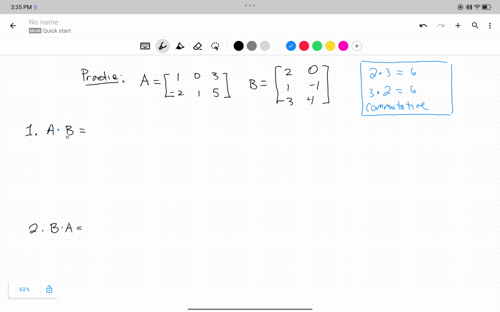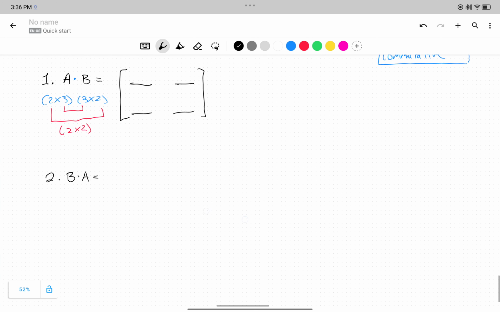Well, let's see. Looking at matrix A, 2 rows, 3 columns, 2 by 3. And B is 3 by 2. Right off the bat, the middle ones have to be the same. The outside ones tell you what the answer is going to be, because that's the result. So my result is a 2 by 2. Okay. So when I work it out, 1, 2, 3, 4 blanks.